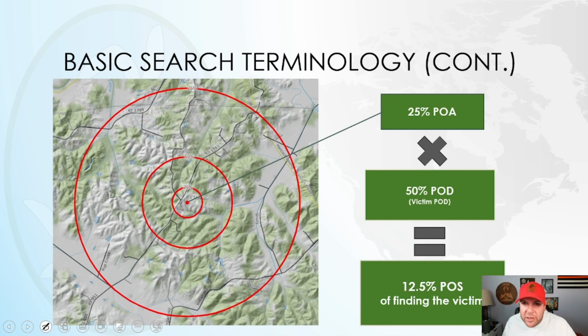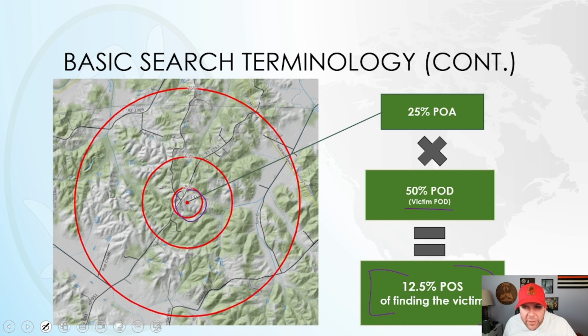Whenever we talk probability of detection, it should be conveyed in both ways, because the likelihood that I may find something the size of a body in a particular area is one thing. Finding a footprint or a track or a small clue could be totally different. But in this example, we're going on a victim probability of detection, and inside the circle of 25%, we have a 50% chance of finding our victim. That means our probability of success within the circle is only 12.5%. That's how the formula works.